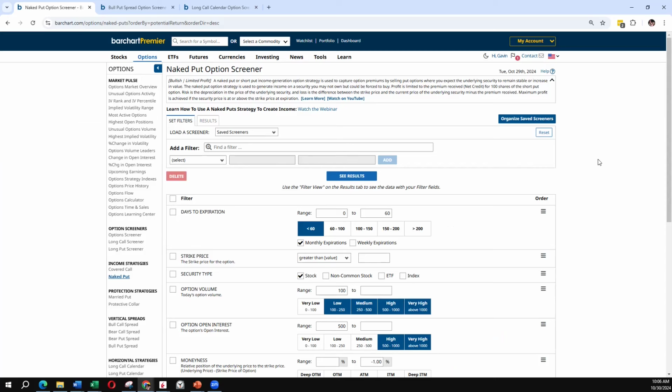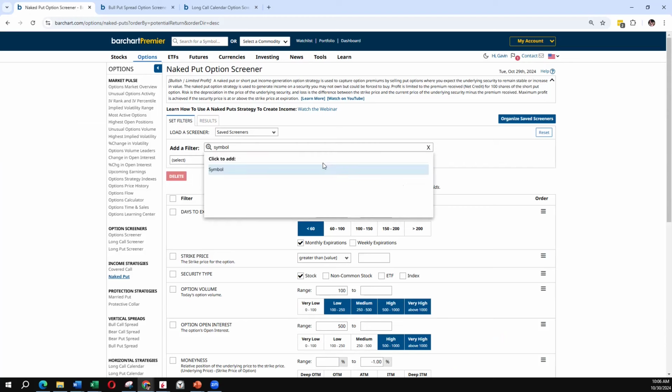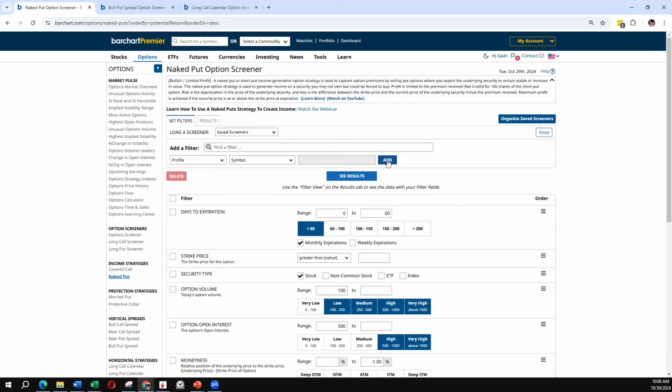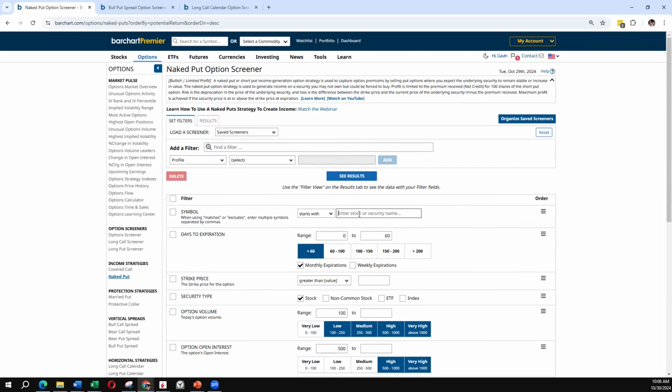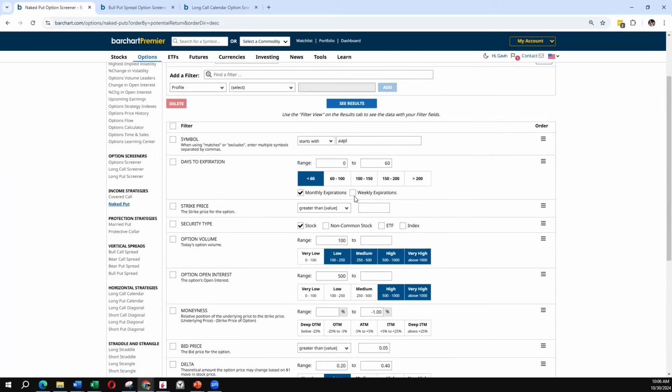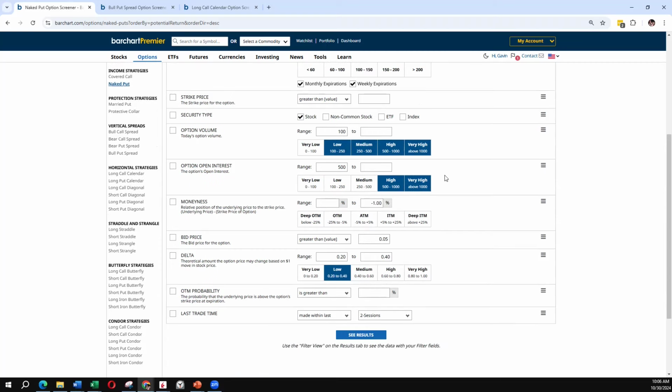So if we go over to our naked put screener at Bar Chart, these are our default parameters. I'm just going to add in one for symbol. We've got some big earnings coming up later in the week, and I want to specifically look at strategies for Apple options. I'm going to select weekly options, and I'm just going to look for options expiring in the next 15 days. So I'm looking to take advantage of the high IV on those options that are expiring soon after earnings. I'll keep all the other parameters more or less the same.